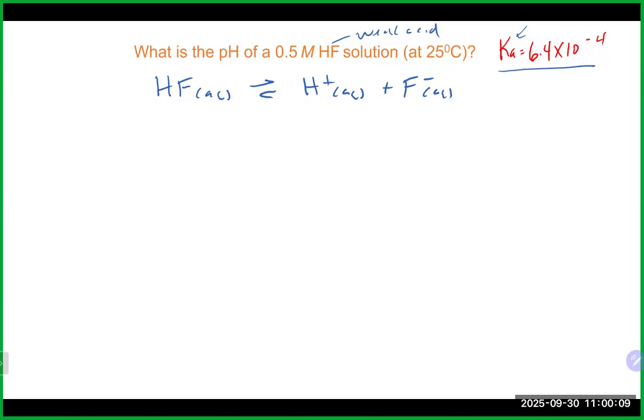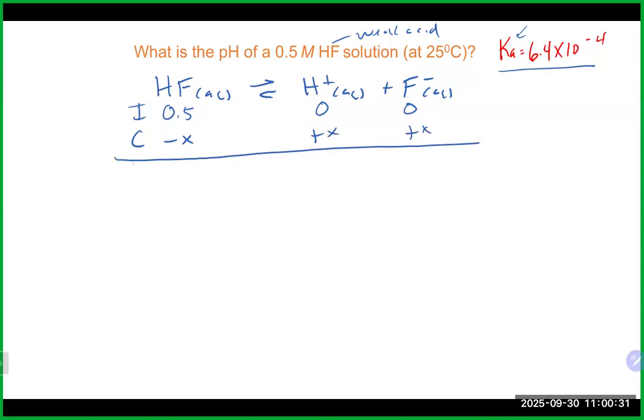Because it sets up an equilibrium, we solve these the same way we solve equilibrium problems, which is we do an ice table. We have initially 0.5, and again, nothing mentioned about these guys, so we will zero them out. The change here is going to be minus x, and plus x. And that means when we reach equilibrium, 0.5 minus x, and x.